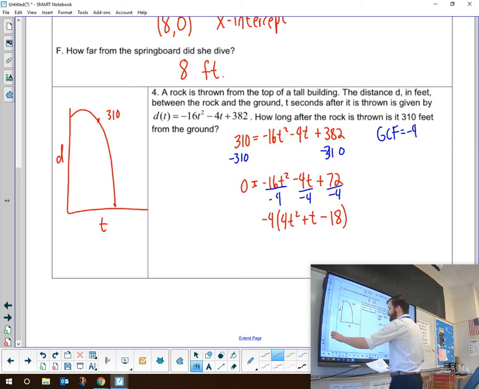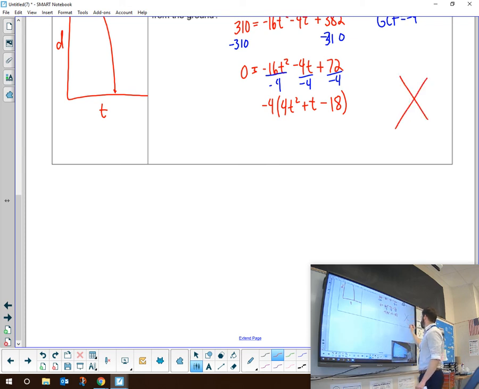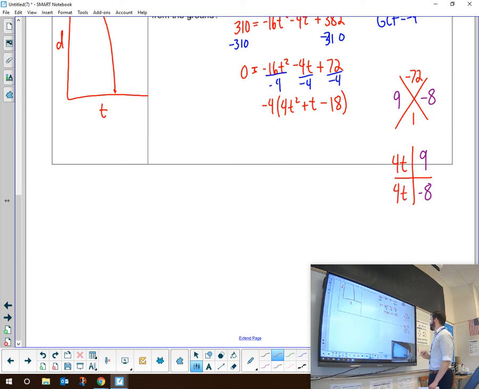Okay, then we need to do my x and my plus. So I'm going to draw my x and my plus over here. On top of my x, I'm going to put a times c, 4 times negative 18. So on top, I'm going to have a negative 72. On bottom, I'm going to have a 1. All right, now my two numbers that multiply to negative 72 but add to 1 are going to be 9 and negative 8. So we're going to have 4t plus 9, 4t minus 8.